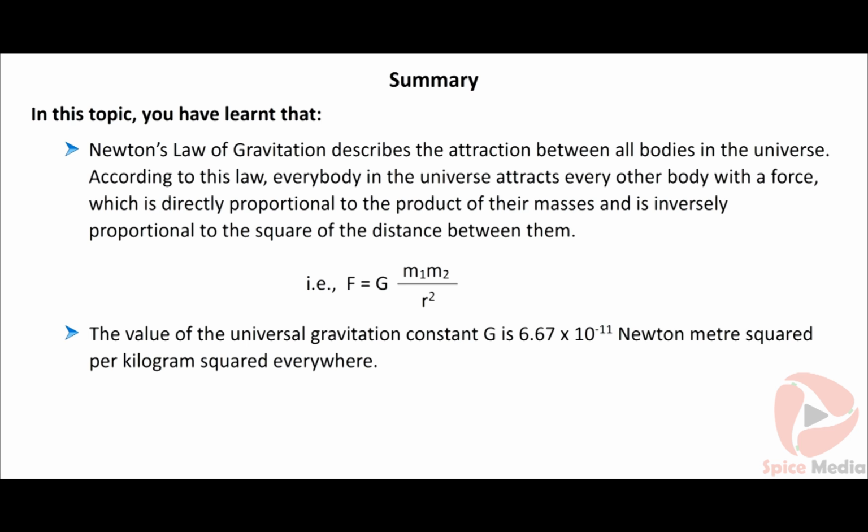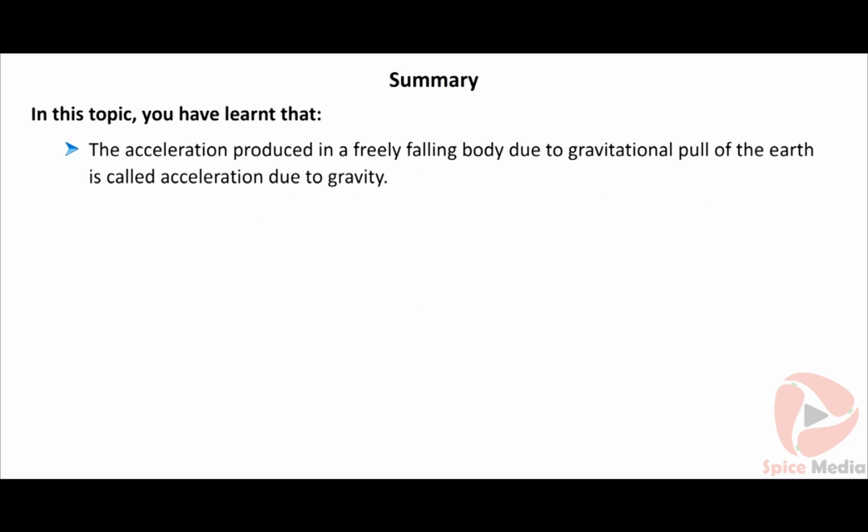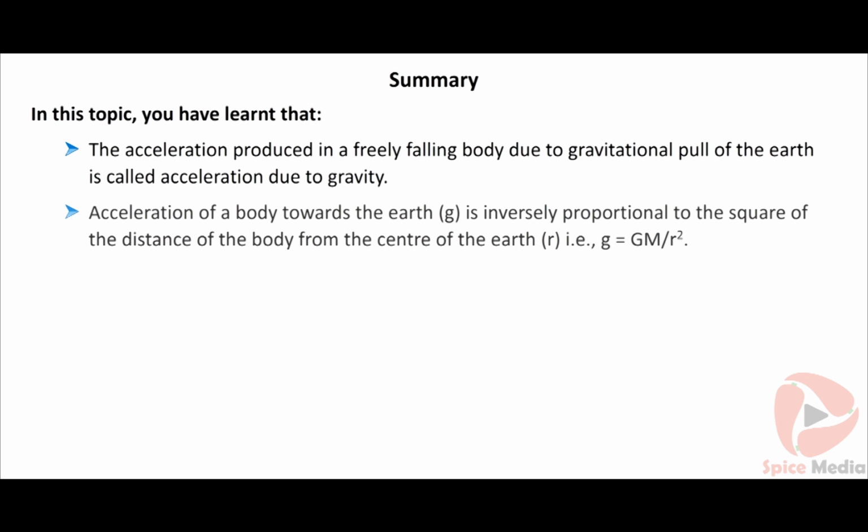per kilogram squared everywhere. The acceleration produced in a freely falling body due to the gravitational pull of the Earth is called acceleration due to gravity. The acceleration of a body towards the Earth, g, is inversely proportional to the square of the distance of the body from the center of the Earth, that is r. That is, g is equal to GM by r squared.